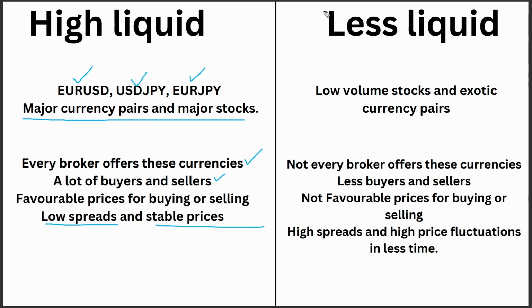Now, if we again talk about the less liquid markets, there will be very low volume of stock and exotic currency pairs. Because of this, there will be a huge difference between the spreads, between the bid and ask. And also, not every broker will be offering these currencies or these securities that are less liquid. And that's why the prices at which you buy or sell these assets or securities are not very favorable. Now let's go ahead and understand this through an example on the chart.